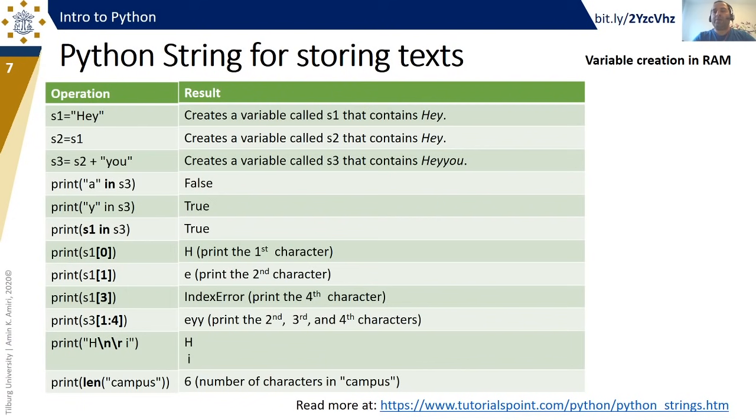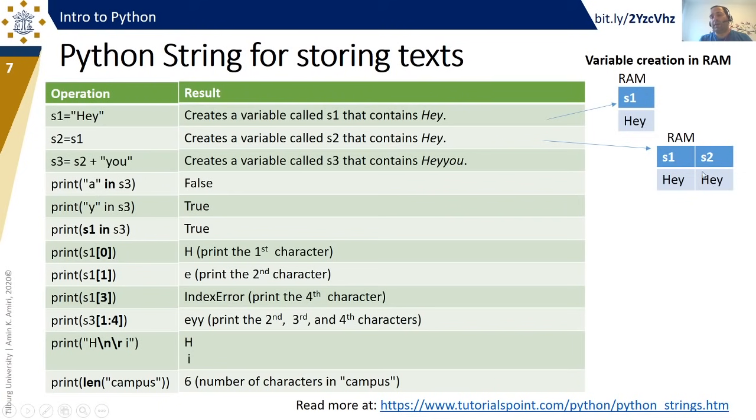Okay, another important data type in Python is a string. We use a string to store text, to store a sequence of characters. For example, S1 equals hey in between two quotation marks. We'll create S1 in RAM and we'll put hey inside the RAM. S2 equals S1 will create a copy of S1. So you can see here that a new variable S2 is created in RAM and it contains hey.